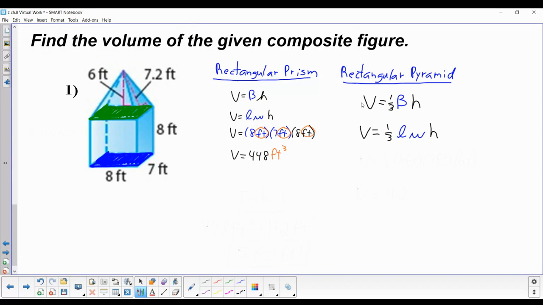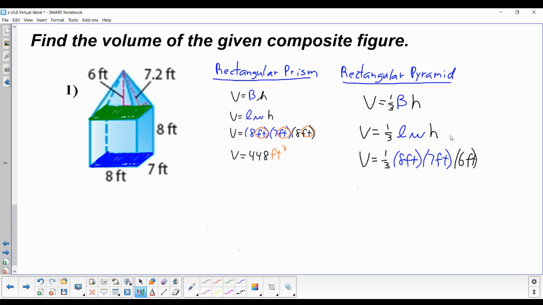Then we'll go to step 2, where we plug in. Volume is equal to 1/3. The length of the pyramid is 8 feet. The width of the pyramid is 7 feet. And the height of the pyramid, we have to look, it is the one standing straight up and down. It is the 6 feet.